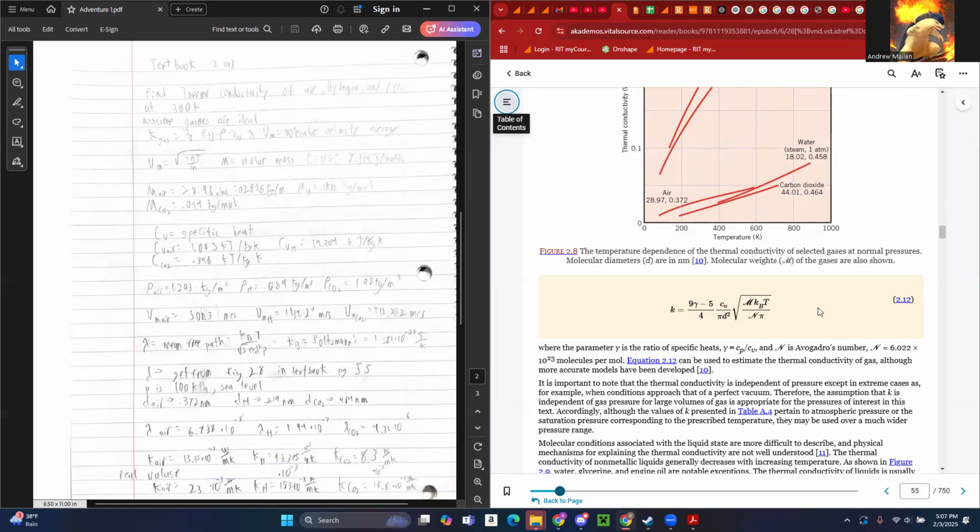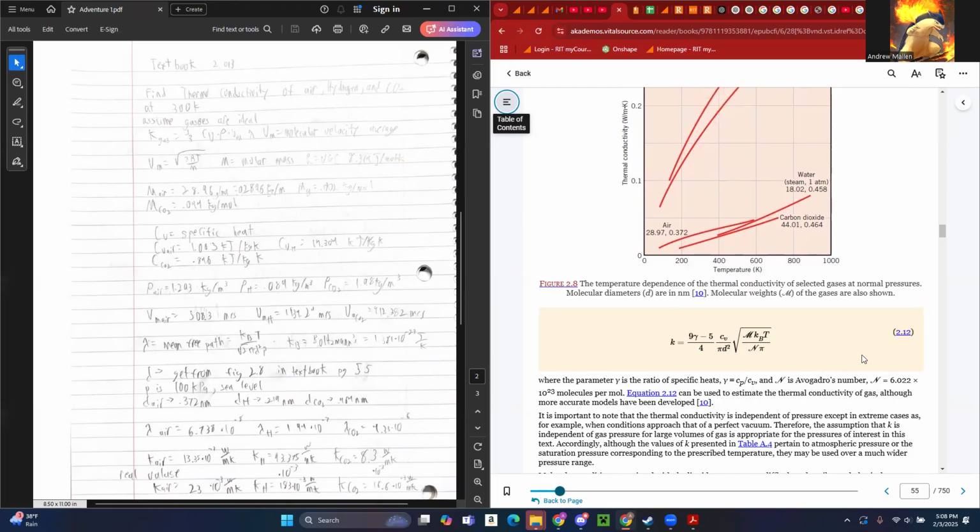in equation 2.12, that being K is equal to 9 gamma, where gamma is the ratio of the two specific heats, pressure over volume, minus 5 over 4 times the specific heat over pi d squared, d of course being the molecular diameter, and all that times the square root of molecular mass times the Boltzmann constant times the temperature, all over Avogadro's number times pi. Avogadro's number, right down here, being 6.022 times 10 to the 23 molecules per mole.